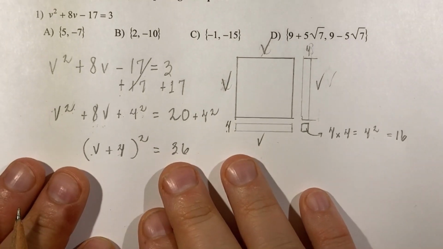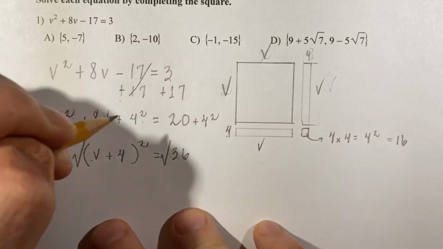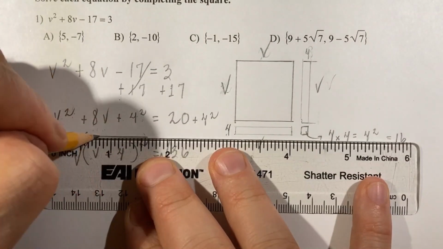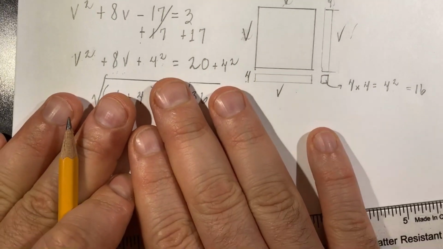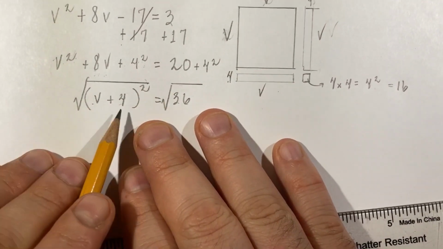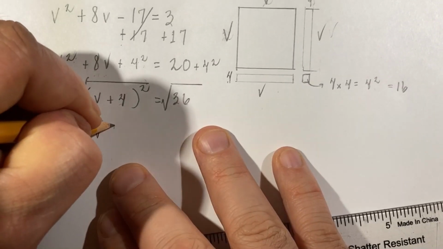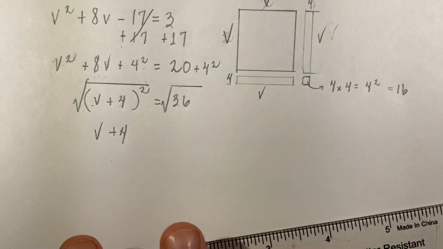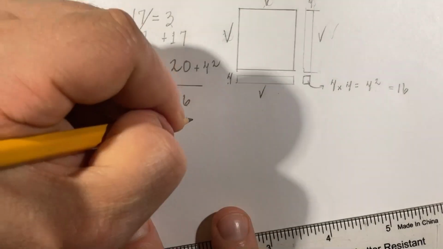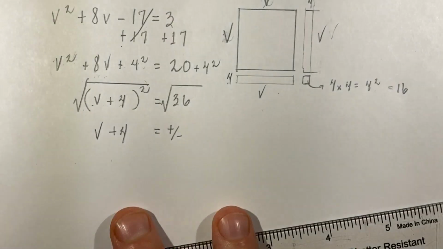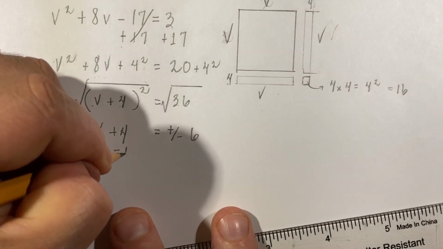And now what we're going to do is square root both sides of this equation in order to get v plus 4 out from underneath that squared symbol. And so now we're going to take the square root of v plus 4 squared, and so we end up with v plus 4. And this process happens like this every single time. And then you have the square root of 36 is just 6, so it's plus or minus. Remember, it's plus or minus 6. And now you can subtract 4 from both sides.